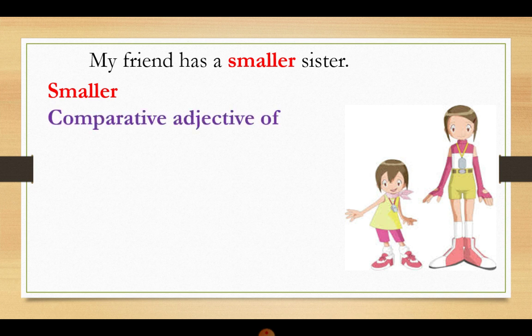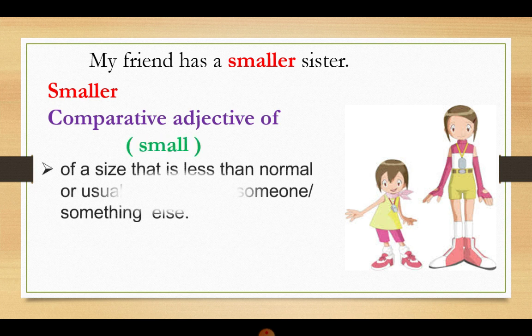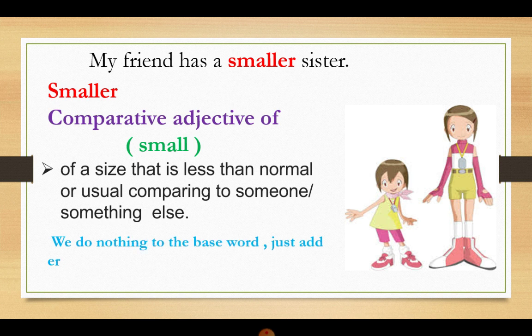What is the base adjective? Small. Excellent. And what does it mean? It means of a size that is less than normal or usual, comparing to someone or something else. So here the comparison is between one and one. Did we make any change? We do nothing to the base word. We just added ER because we have a comparison between one and one. And it's called a comparative adjective.